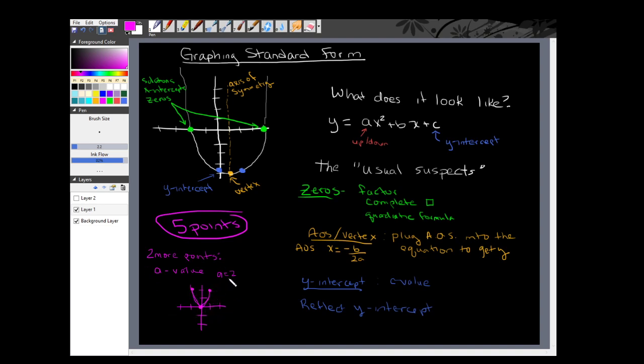Now understand, with that a value trick, you can't use it more than once. So if I go another 1 over, it's not going to go 2 more up. Okay, parabolas don't work that way. So it only works for the first little section right here. And with that, that's all that we need to know in order to graph in standard form. So let's go ahead and try an example.